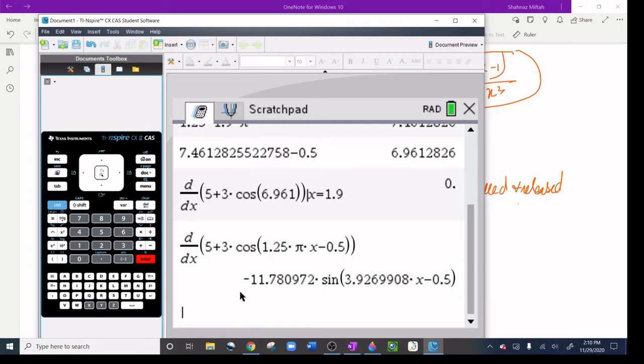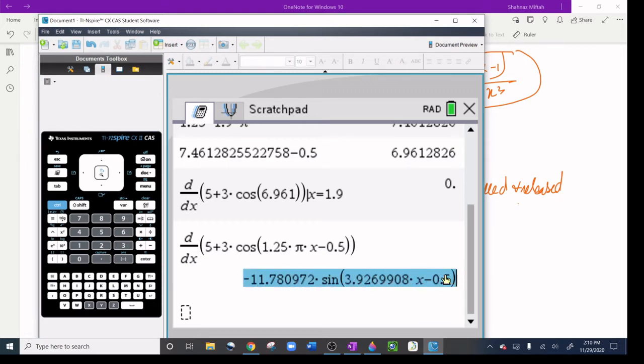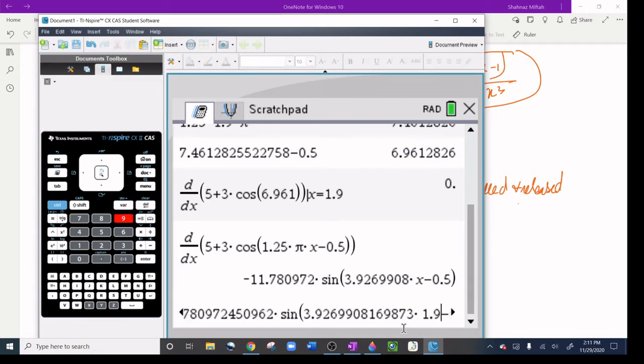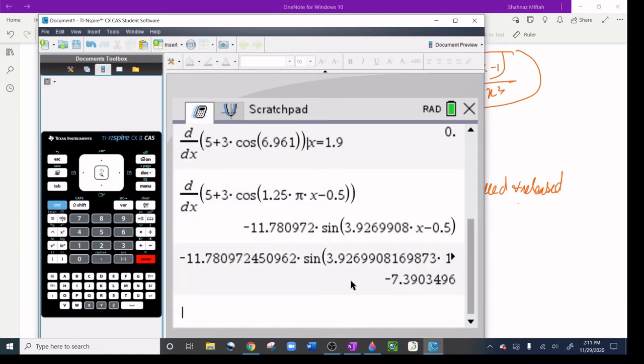Now, if I plug in x here for this, okay, let's highlight that and enter. Then for the x, I plug in, remove this, and I plug in 1.9, and then hit enter again. There you go, it gave me negative 7.390. So that's the correct answer.